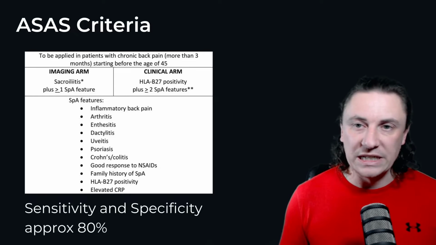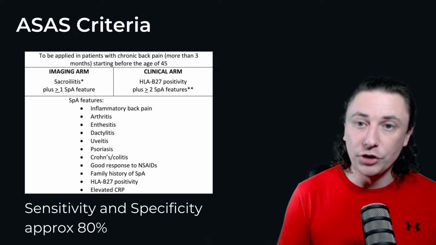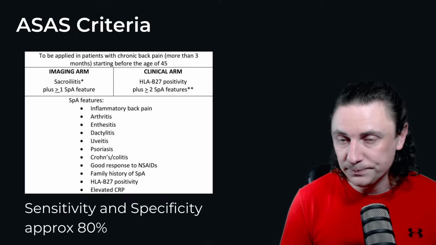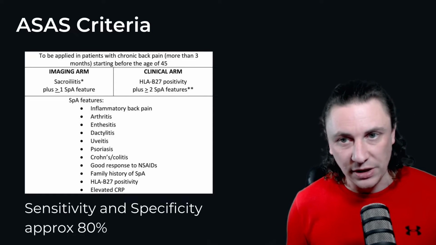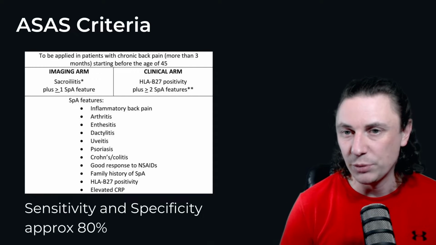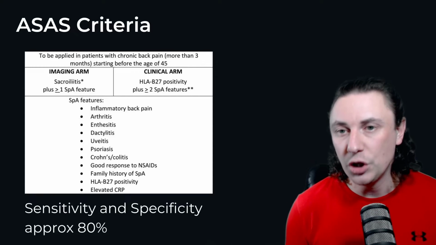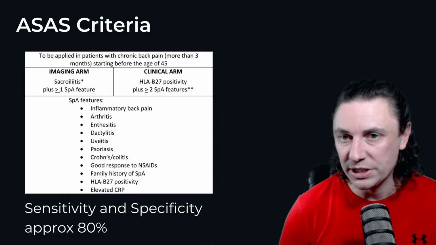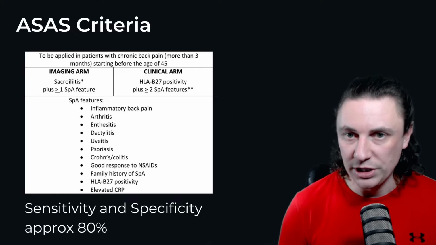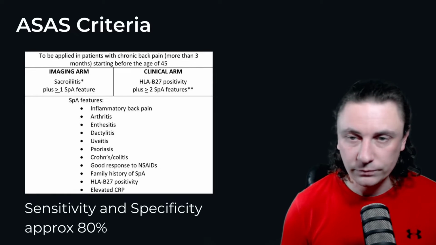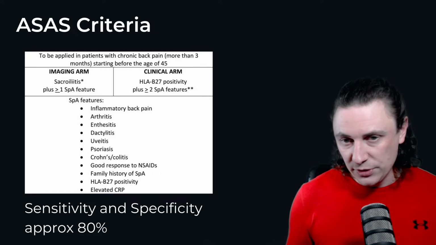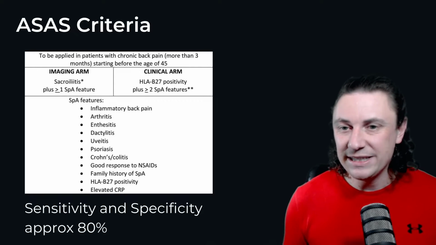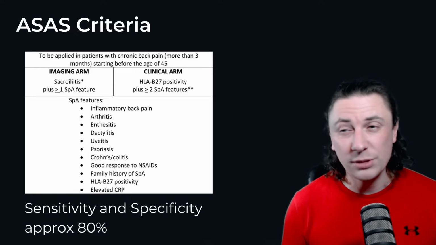And then what they did is they added the clinical arm, so you don't need the imaging feature. But this time what you will need is blood results. So you will need HLA-B27 positivity, and then you also need two other spondyloarthritis features, of which we just listed off. So this is a way of diagnosis, and as you can see, the sensitivity and specificity here is approximately 80%.